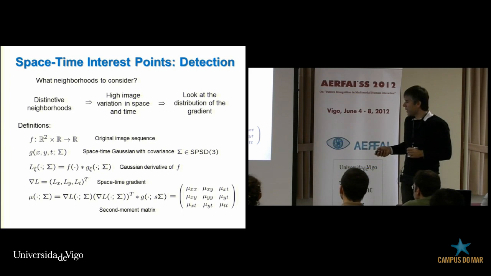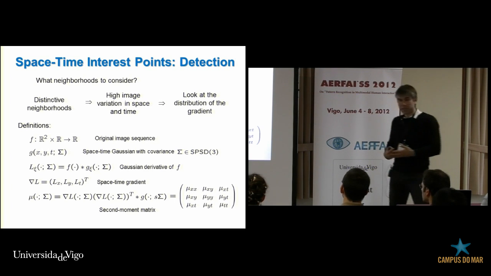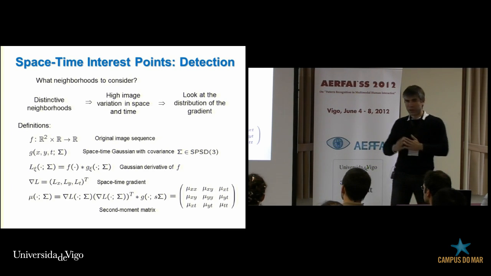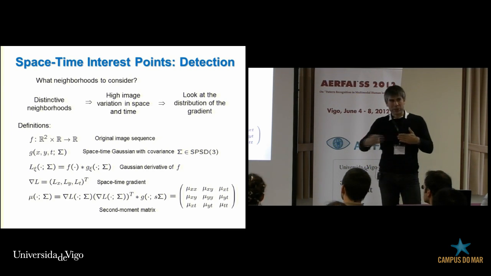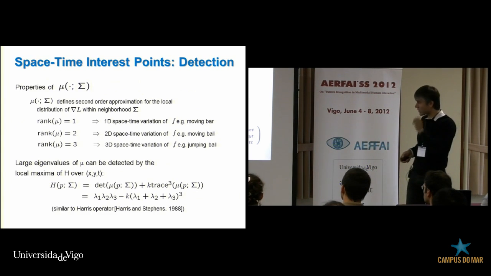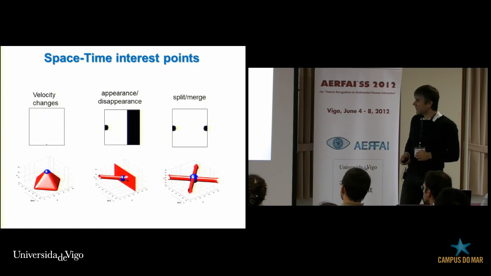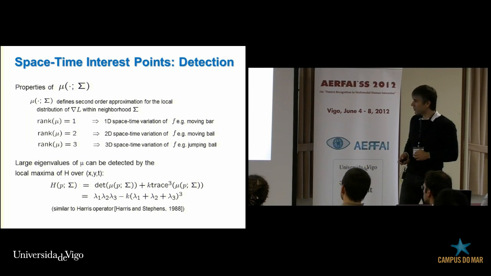So if the rank of this matrix is 3, this indicates some interesting space-time structure, which is maybe some corner which moves not only with constant direction, but also has some significance in time. It has some change in the motion in time. Okay, so maybe it's simpler to show this with videos.